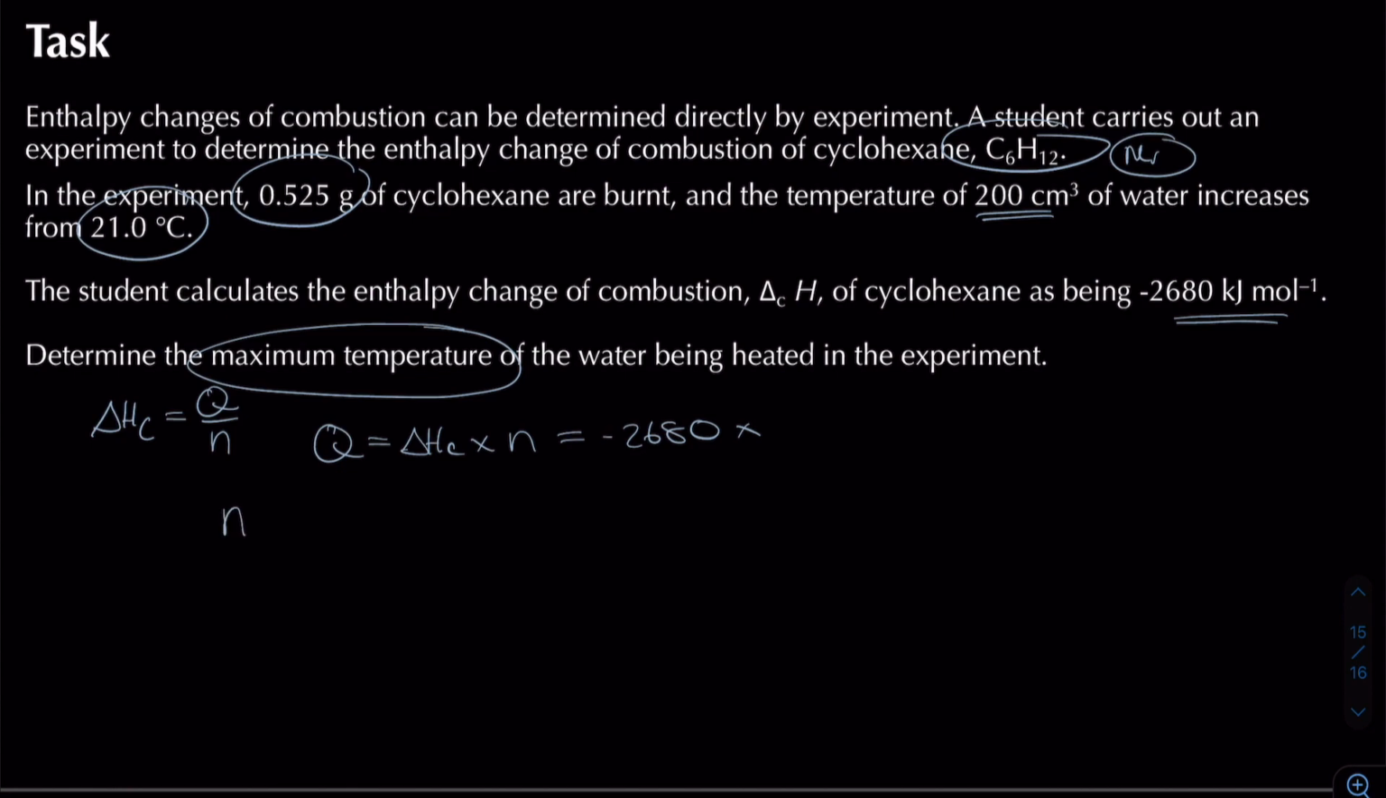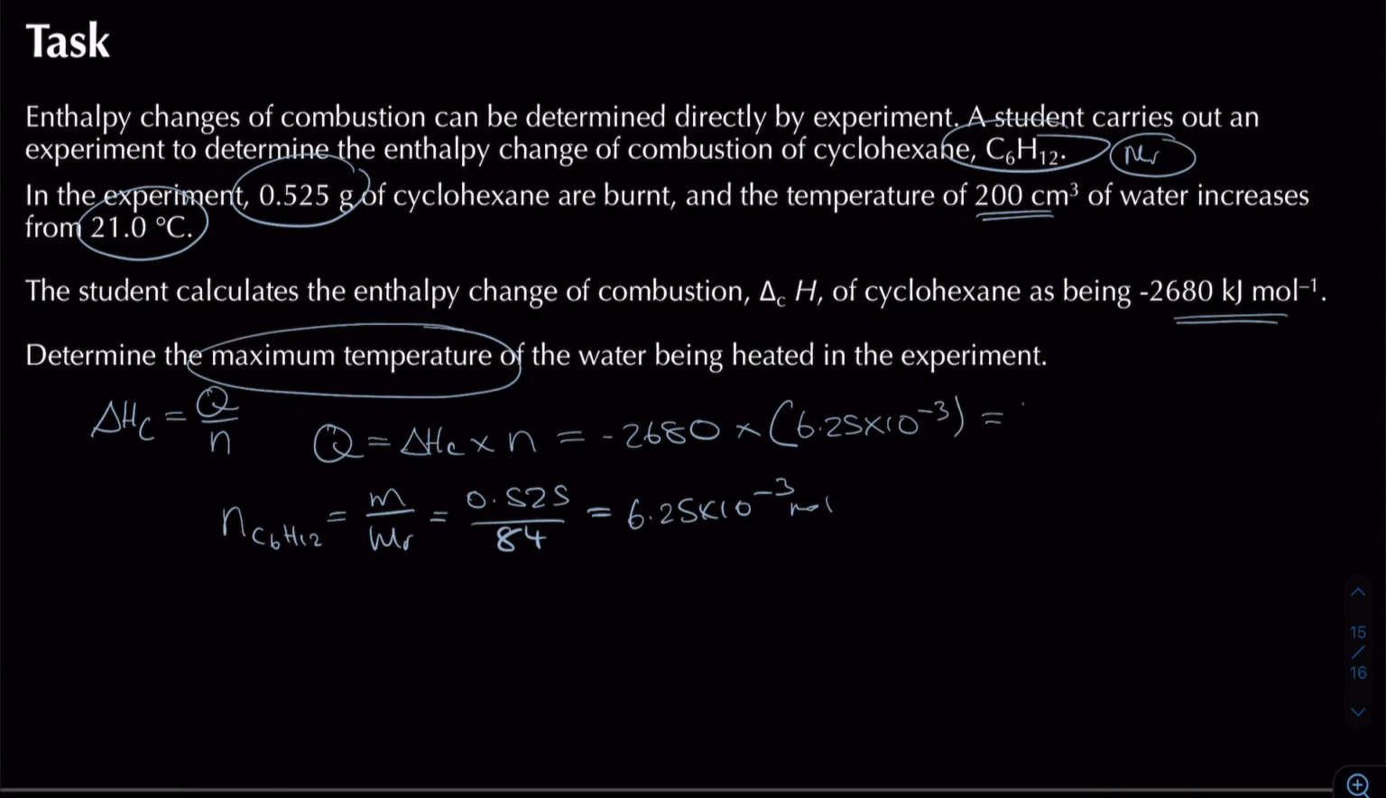To find the number of moles of cyclohexane, what I need to do is take the mass and divide that by the MR itself, so that's going to be equal to 0.525 divided by the MR, which in this case is going to be 84. And so I end up with a value of 6.25 times 10 to the power of minus 3. That's how many moles I've got. And so I'm going to do minus 2680, times by 6.25 times 10 to the power of minus 3. And then we end up with a value of 16.75, and that's going to be kilojoules itself.